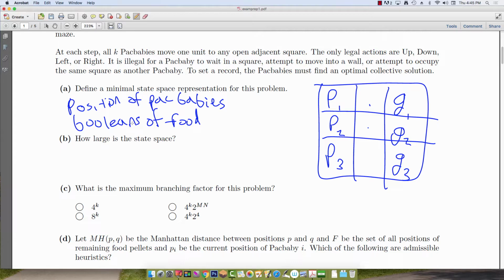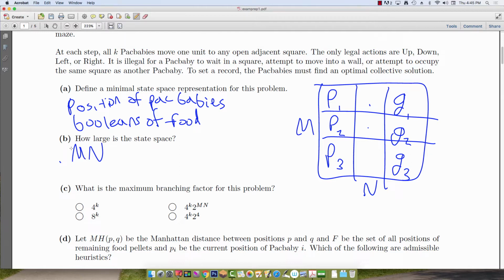Now let's take a look at how large the state space is. We need to consider what are the positions of the Pac-babies and how many different positions the Pac-babies could take in conjunction. The way I like to think about this is if there's one Pac-baby, this one Pac-baby can take m times n. So this will be m, this will be n. So one Pac-baby can take a position out of mn squares.